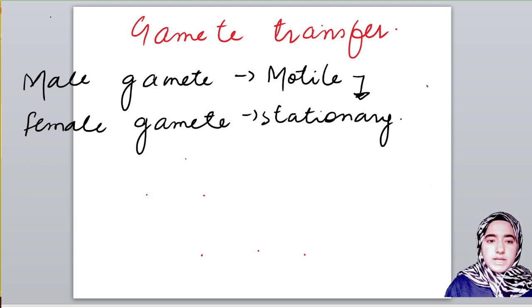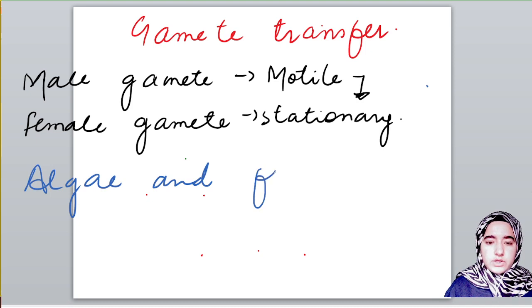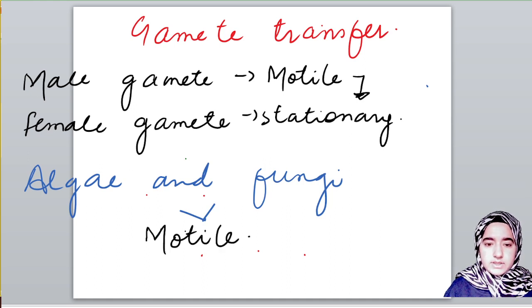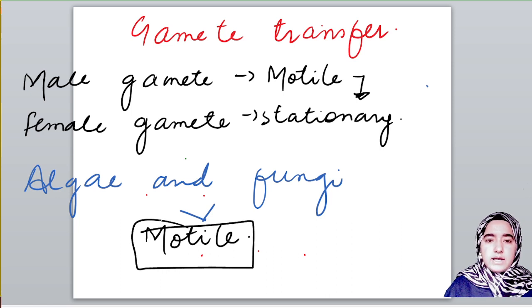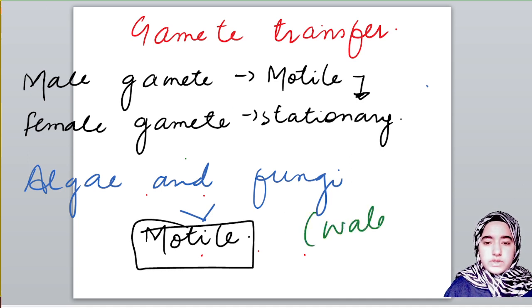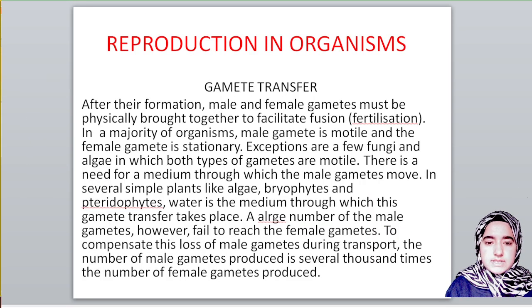But in some organisms, for example algae and fungi, both gametes, male gametes and female gametes, are motile, and their fertilization takes place outside the body, inside the water. So we can say water is the medium through which gamete transfer takes place. I hope this concept is clear.